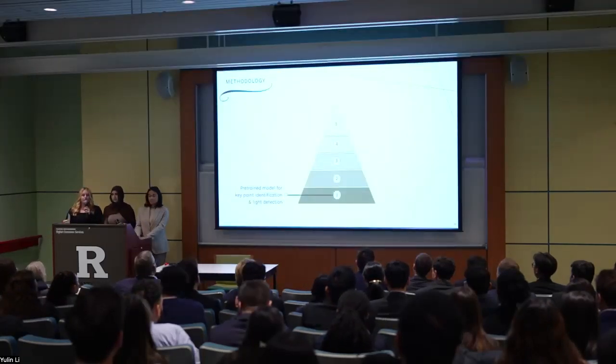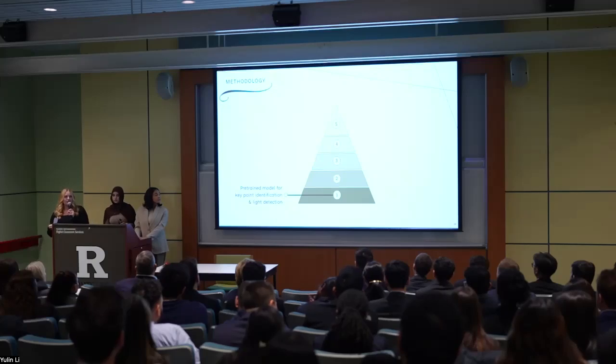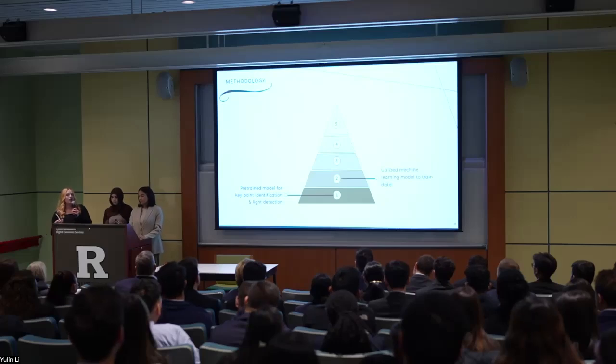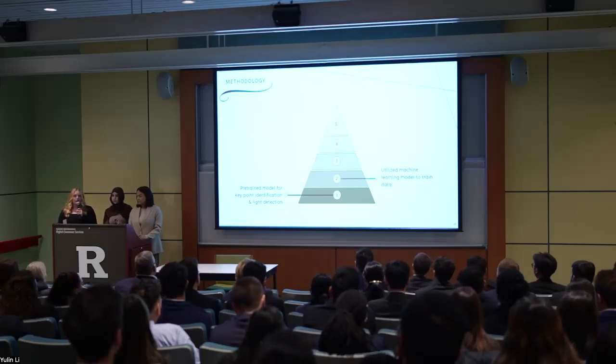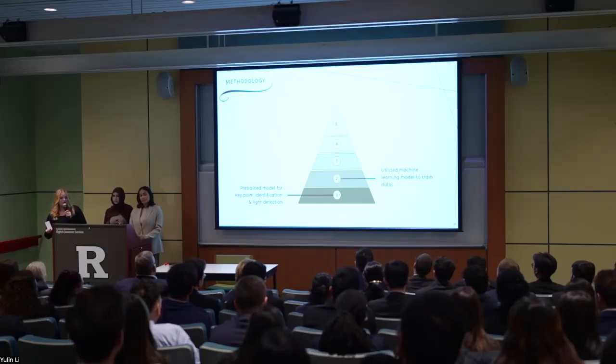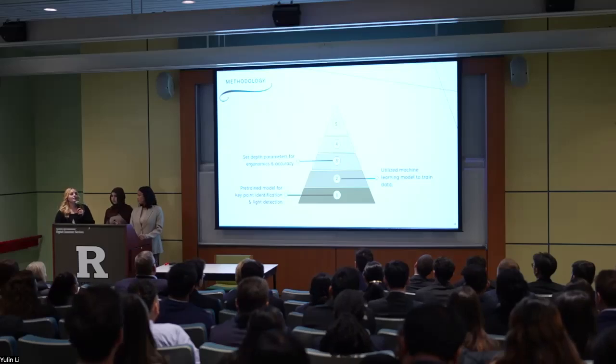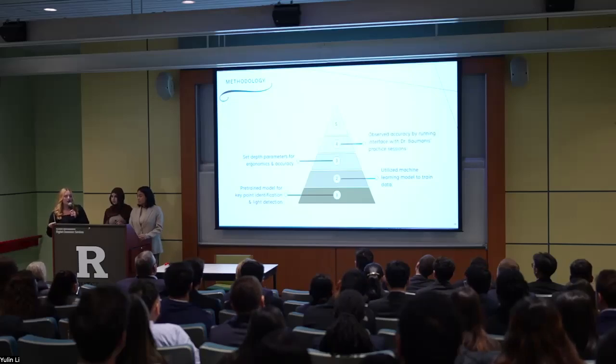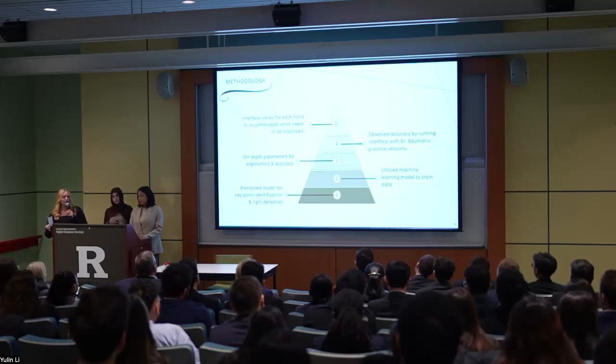So first, we used a pre-trained model and LED light detection to track our hand landmarks for our left and right hand, and separate them into CSV files. Then we utilized a machine learning model to train and standardize our data. Next, we set depth parameters so the users are at a proper distance away from the computer before they initialize the practice session. Then we proceeded to observe the accuracy by using Dr. B's real-time gestures in the user interface to test the accuracy.